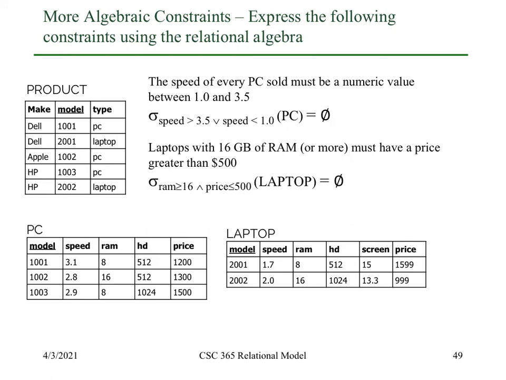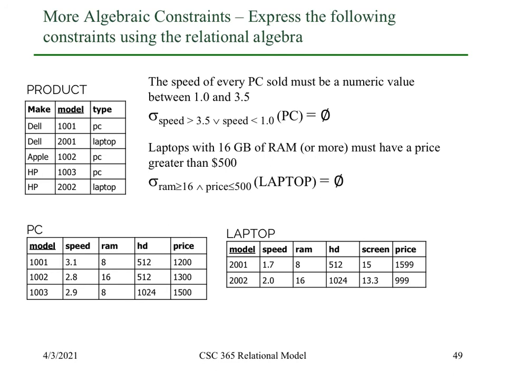So for the first constraint, we wanted every PC sold to have a speed between 1 and 3.5. In other words, you can rephrase that to say that no PCs are sold with a numeric value less than 1 or bigger than 3.5. And so that's pretty easy to express here. We've got an OR, so we're going to select out anything with a speed bigger than 3.5 or a speed less than 1.0. If that happens, we know we violated this constraint. So in order to impose this constraint, we want this to always be equal to the empty set.